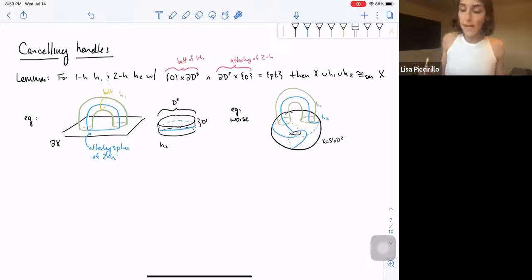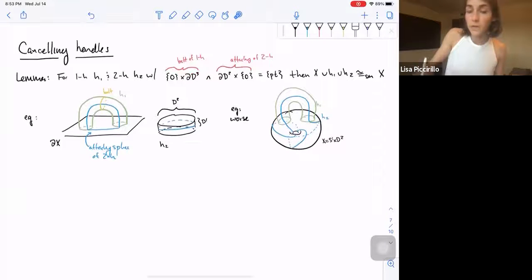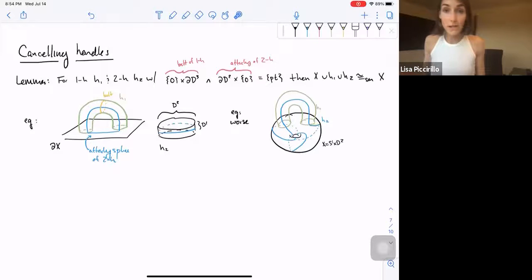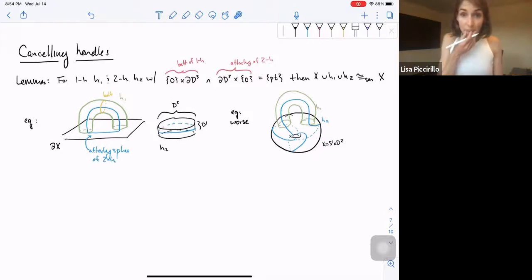What it says is that if you have a pair of handles, a 1 handle H1 and a 2 handle H2, and they're attached to some 4-manifold X in such a way that the attaching sphere of the 2 handle intersects the belt sphere of the 1 handle in just a single point, then the space you get from starting with X and attaching both of your handles is just diffeomorphic to not having done anything to your starting space X. And there's this really standard picture everybody always draws to illustrate this lemma, and it's this one.